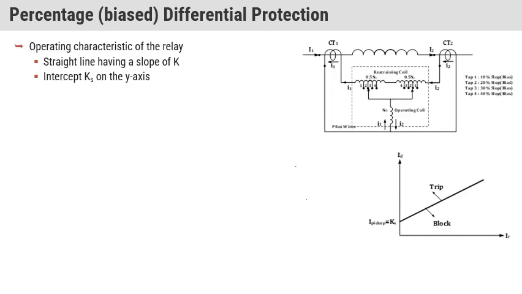So the operating characteristic of the relay is a straight line having a slope of K and an intercept at K times IS on the y-axis.